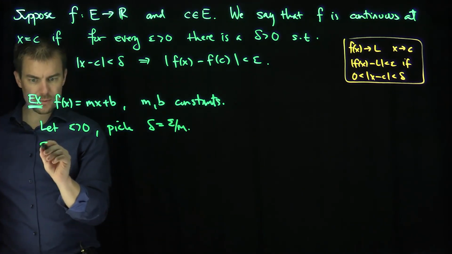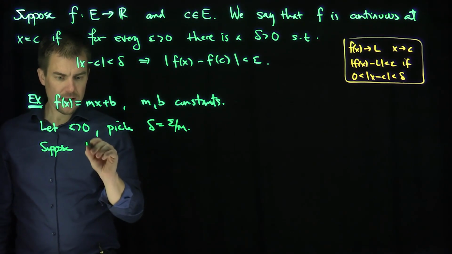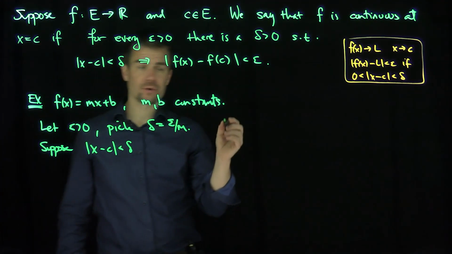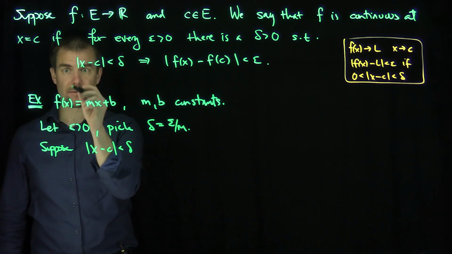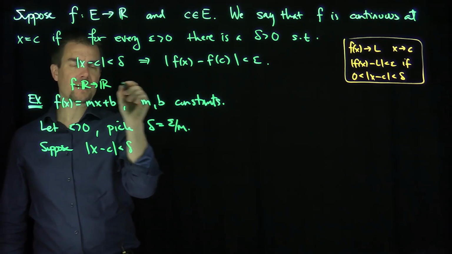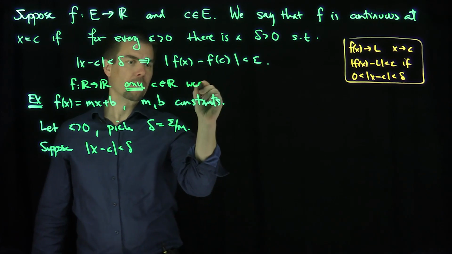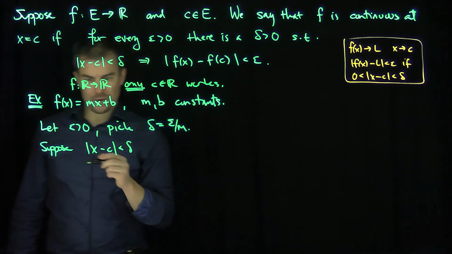Suppose that |x - c| < delta. Now I'm letting c be an arbitrary number, because the domain of f is everything. So f maps R to R, and we can pick any c. Any c in R will work for this function. Okay, good. Now what can we say?